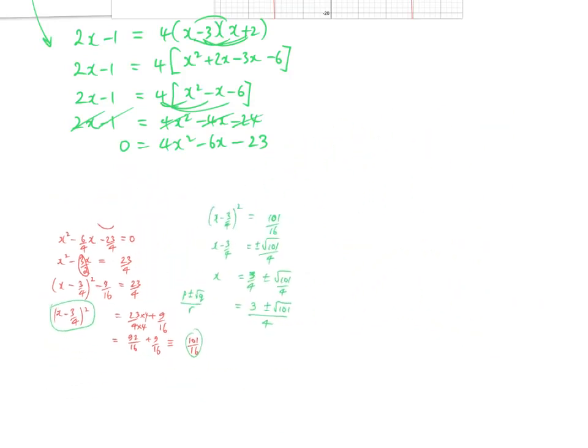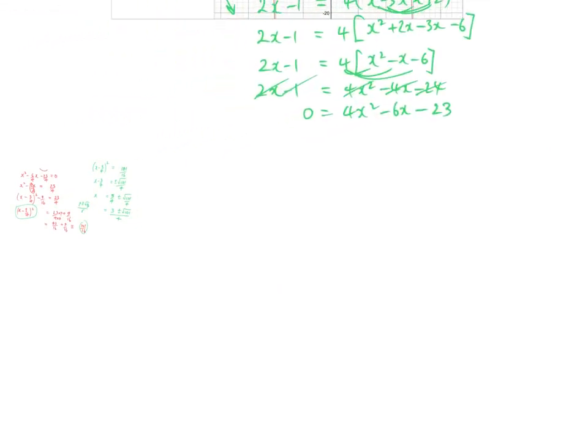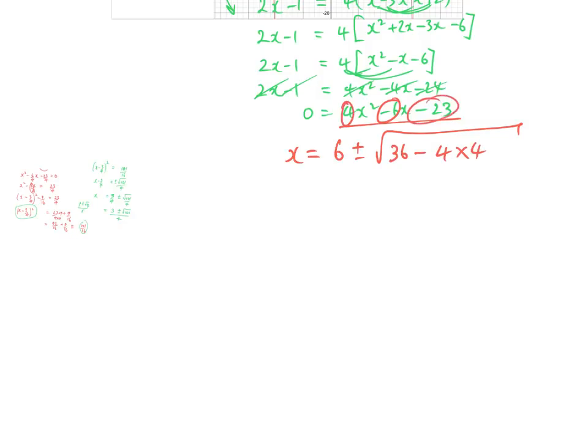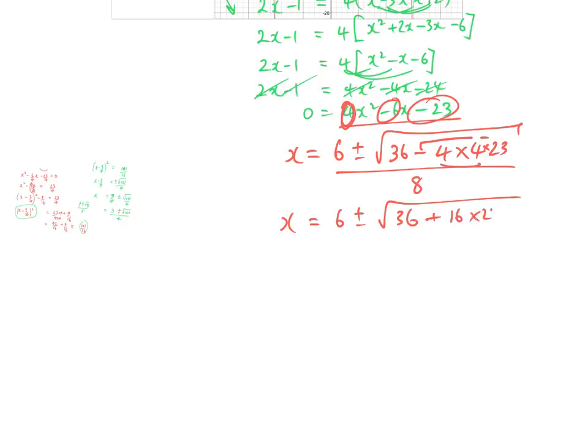An alternative here would be, you could just use the formula. So x is minus b plus or minus the square root of b squared, minus 6 squared is 36, minus 4 times a times c, which is minus 23, all over 2a, which would give me 6 plus or minus 36. Be careful, minus times the minus would give you a plus. 4 fours are 16 times 23, all over 8.